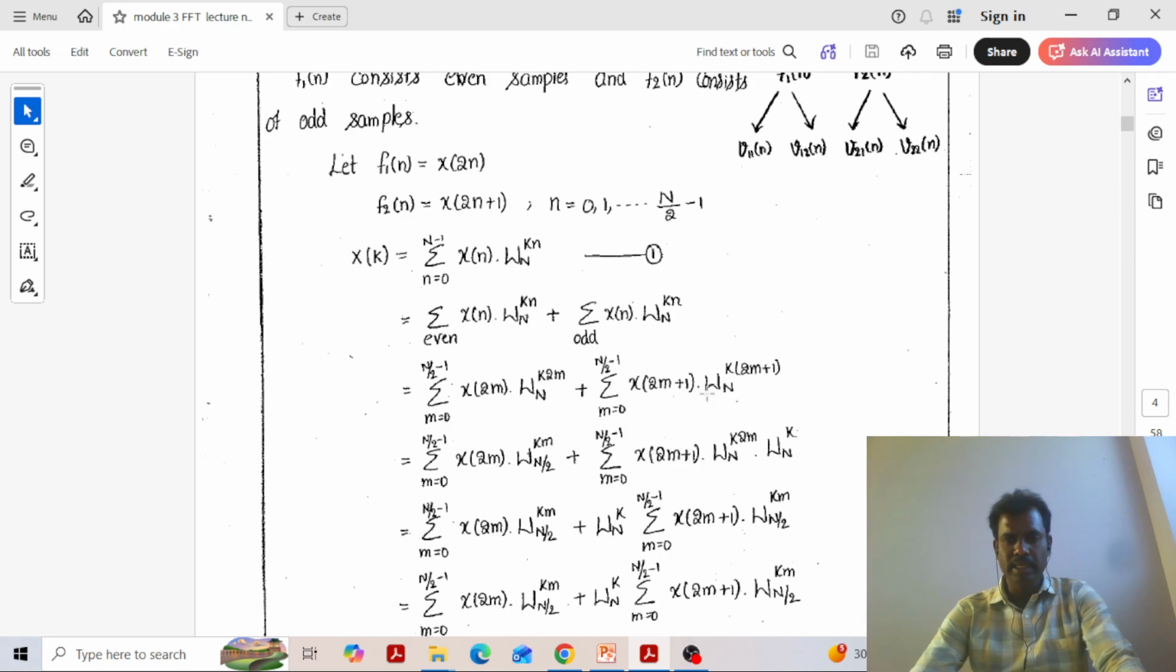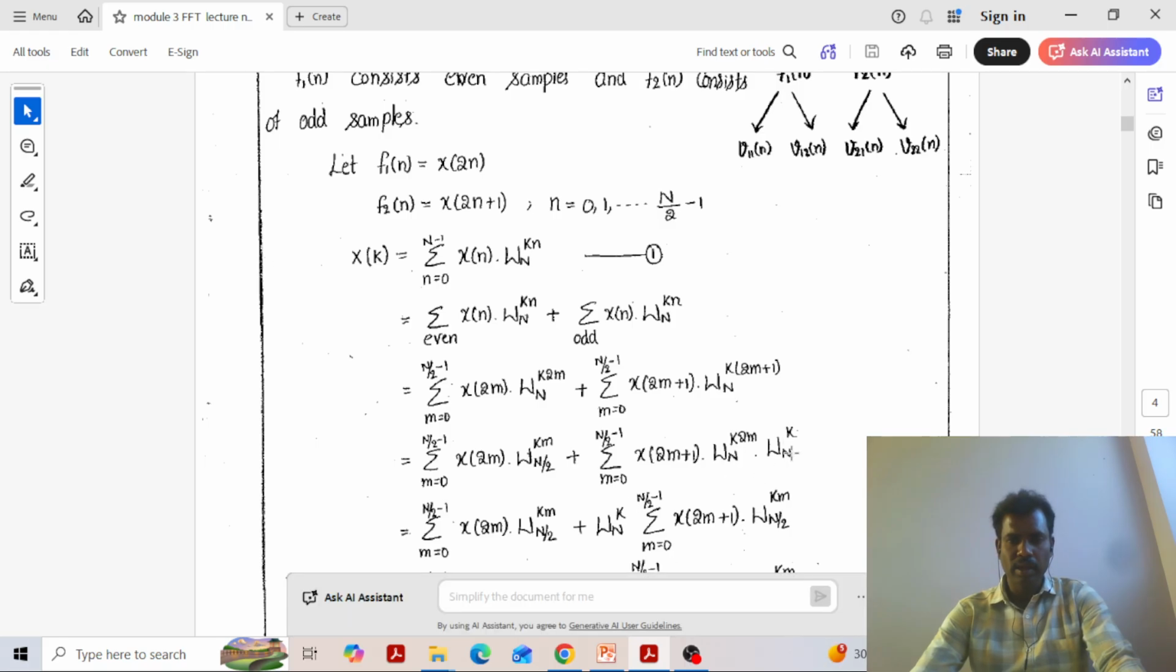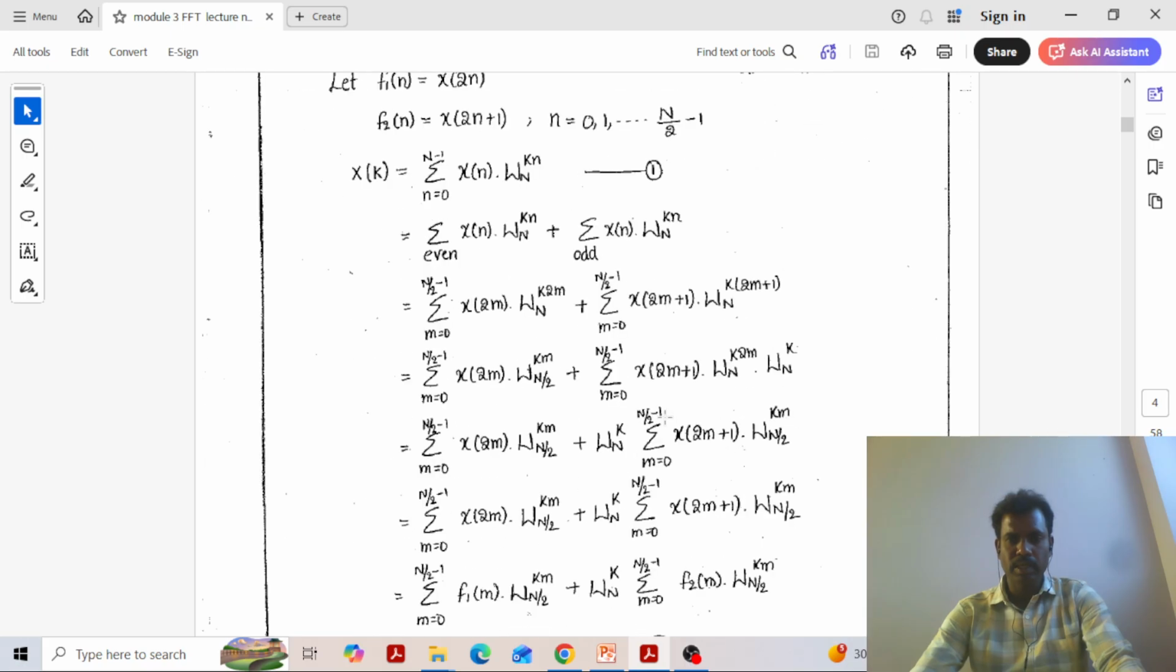So if you split this term into two parts, W_N power k into 2m, and W_N power k. W_N power k is independent of m, and the summation is varying under m. So this can be separated: W_N power k into sigma m equal to 0 to N by 2 minus 1 of x of 2m plus 1 into W_N by 2 power km.